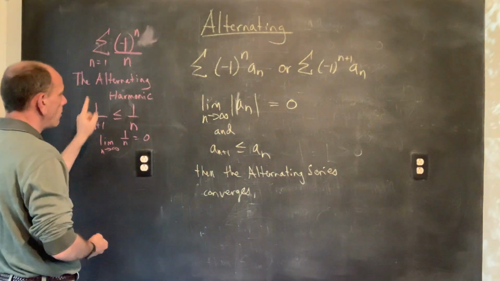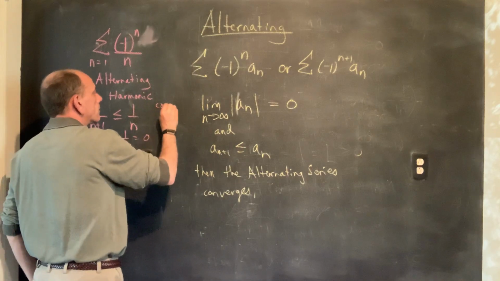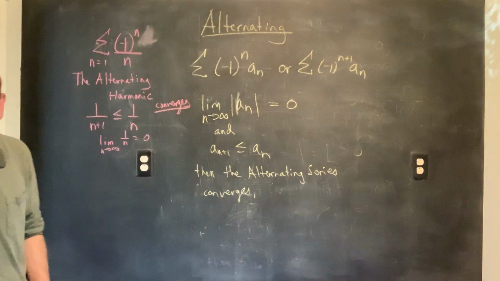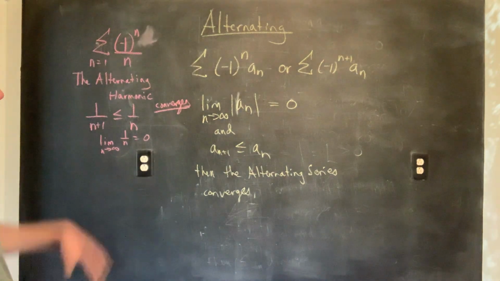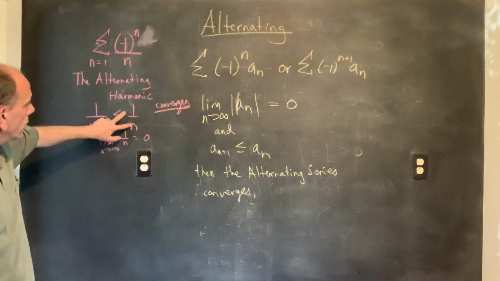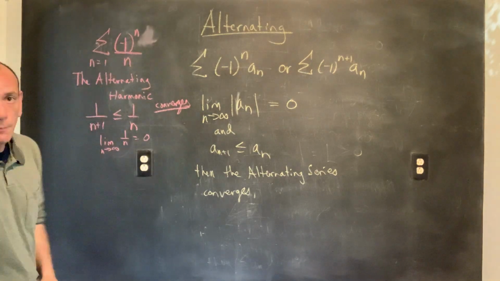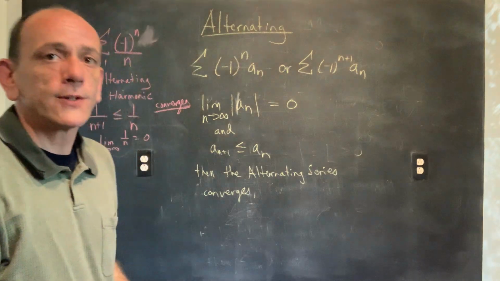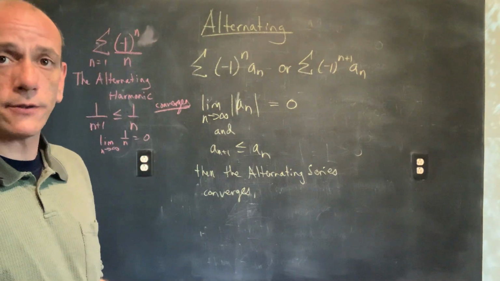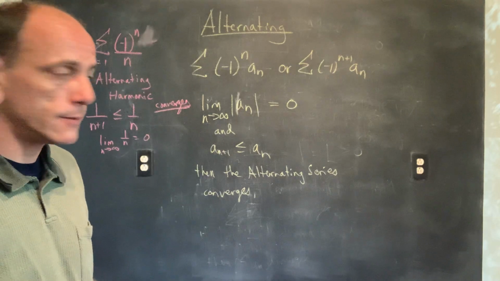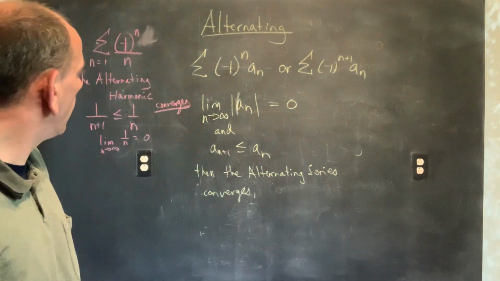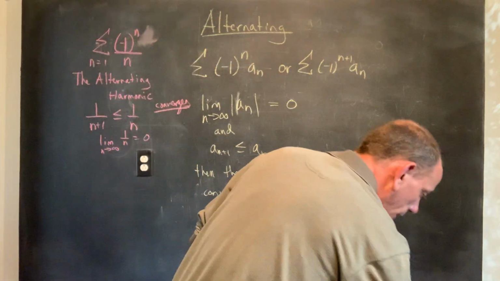So the alternating harmonic converges by the alternating series test. All I have to do is look at the absolute value of it, right? It's awesome. It's much nicer. We don't have to worry about how fast it's going to zero. Just the fact that it is going to zero is good enough. But that, again, leads us to the alternating harmonic, which is a very important example, and it does converge.